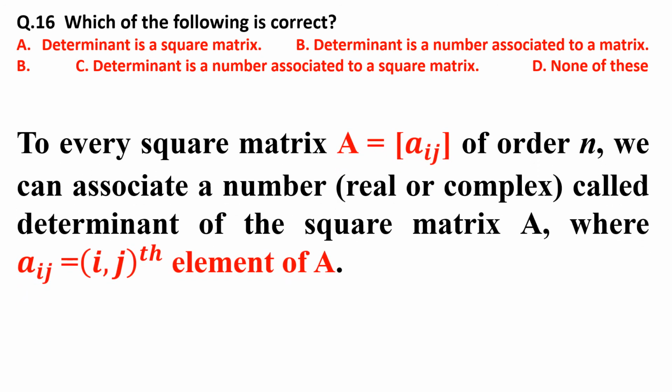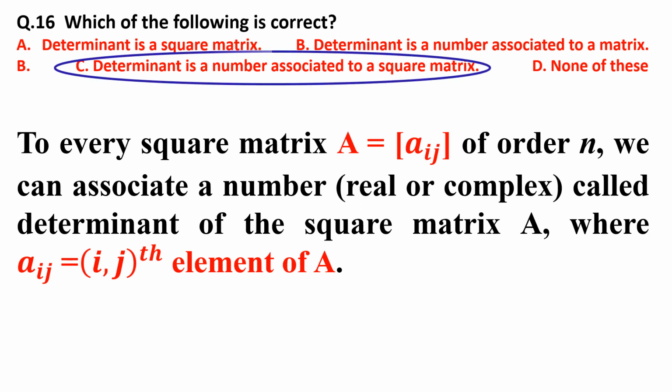By definition, to every square matrix of order n, we can associate a number called determinant, where Aij is the element of A. Therefore, C is the correct answer. That is, the determinant is a number associated to a square matrix. It is not associated with a matrix. Determinant is not a matrix first, but it is a number associated with a square matrix.